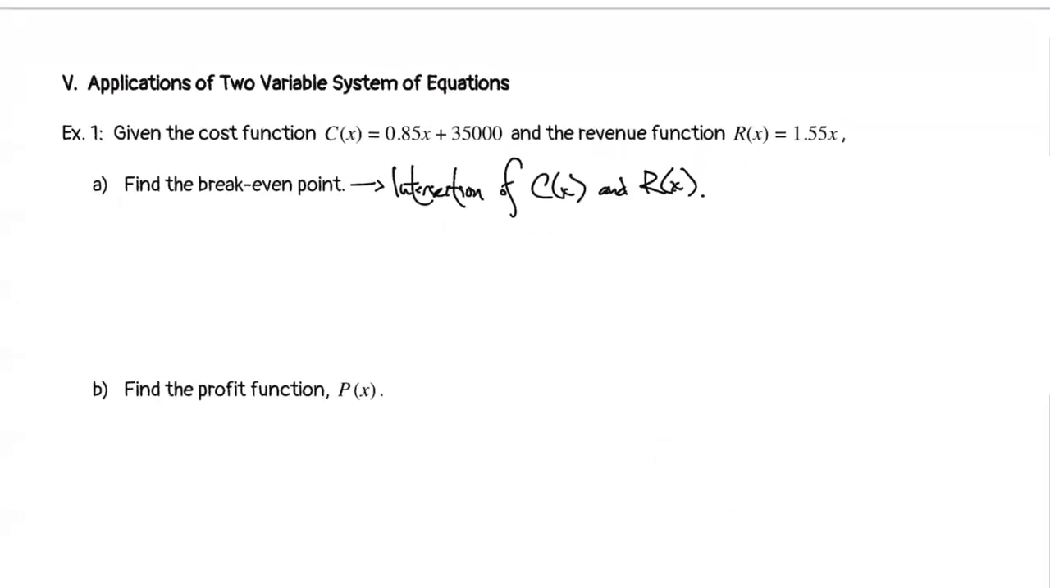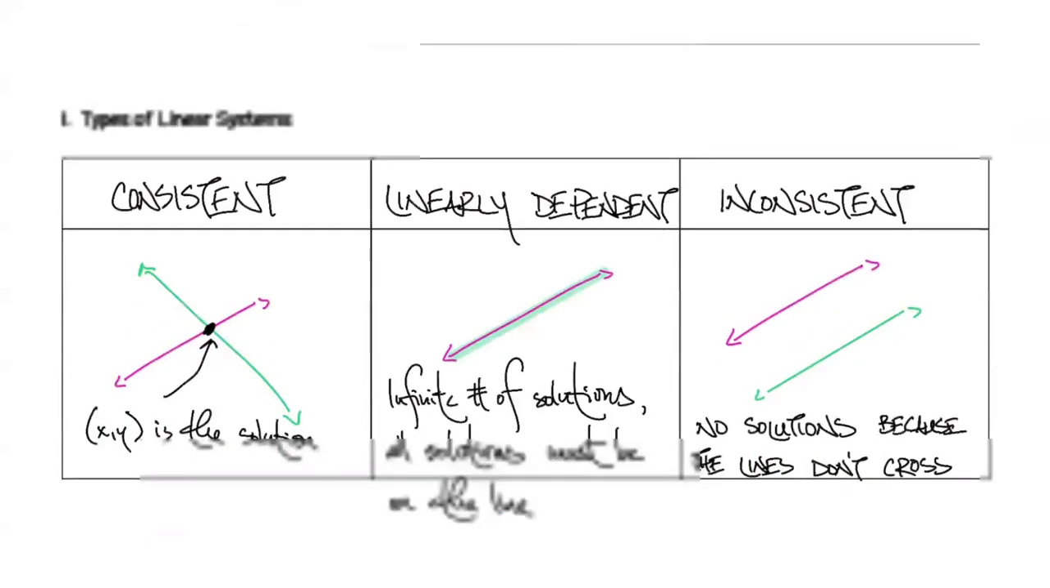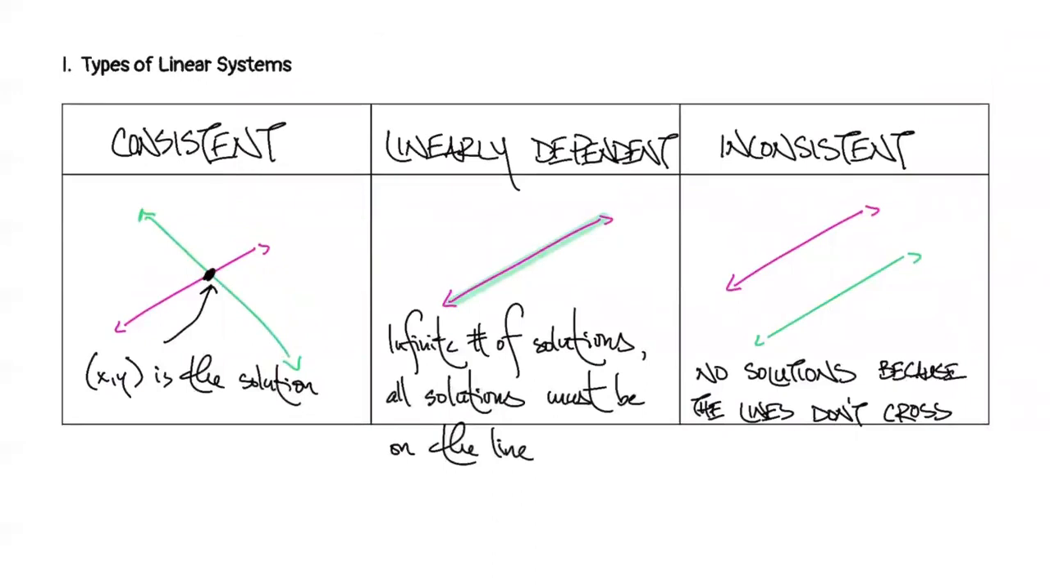Okay. Let's revisit this idea for a moment, right? So we talked earlier about types of linear systems. So if the cost equals the revenue, which picture would show you where the cost equals the revenue?